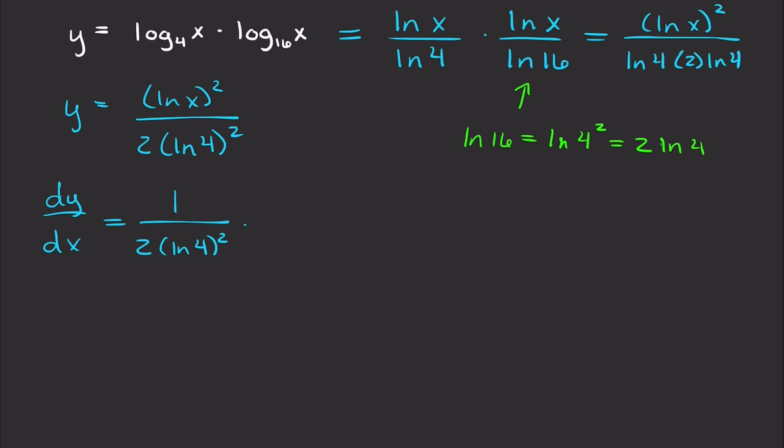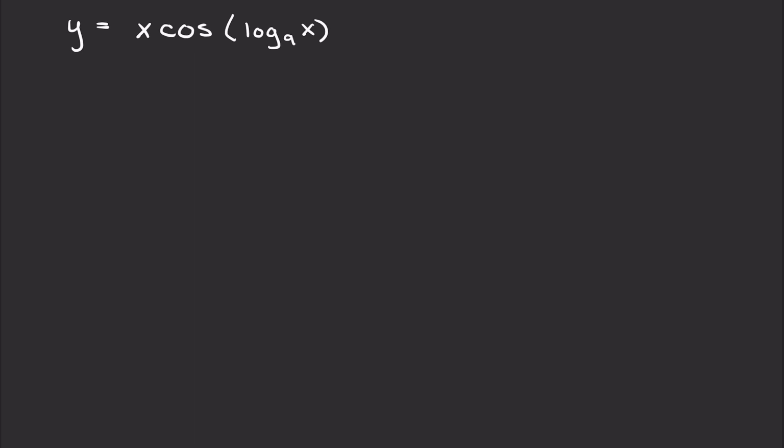And then I need to use the chain rule to take the derivative of the natural log of x quantity squared. So the chain rule says take the derivative of the outer function, so bring down my 2, and then lower the exponent to 1, and then multiply by the derivative of the inside. The derivative of ln of x is just 1 over x. So now I just need to bring all this together. So here my 2's are going to cancel on top, and I get 1 over x times the natural log of 4 squared.